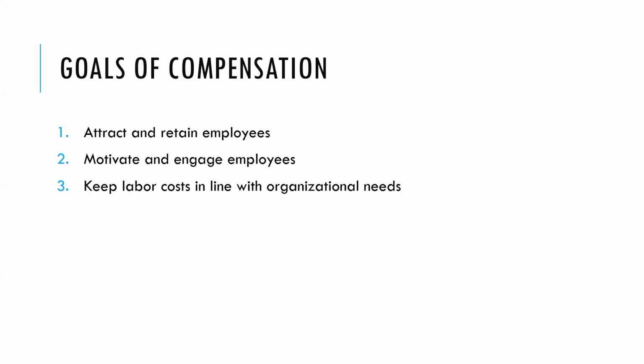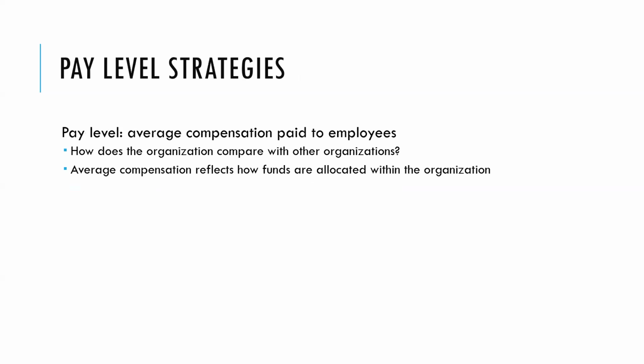So the goals of compensation seem pretty easy. They're actually really hard to implement, but we want to attract and retain employees. We want to motivate and engage employees once they're in our company. And we also need to keep labor costs in line with organizational needs. And one thing I really like about this book that's maybe unique compared to some of the other HR books I've read around compensation is that it really talks about how outside forces force organizations to pay their workers differently. So let's talk about that as we go through the slide deck in chapter 6.